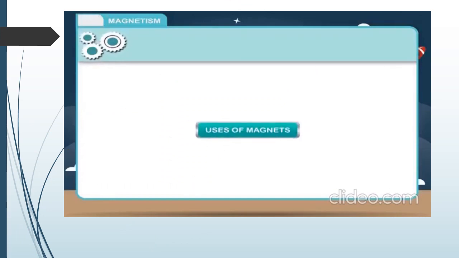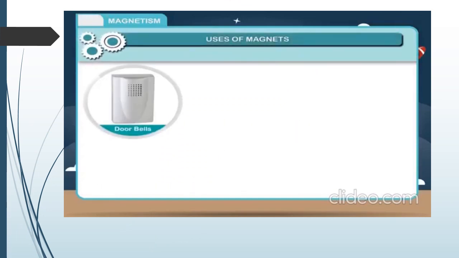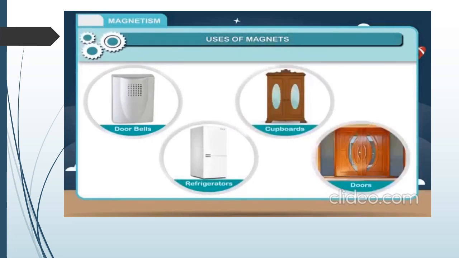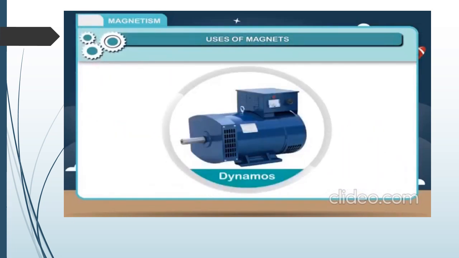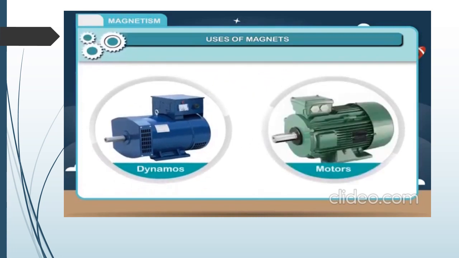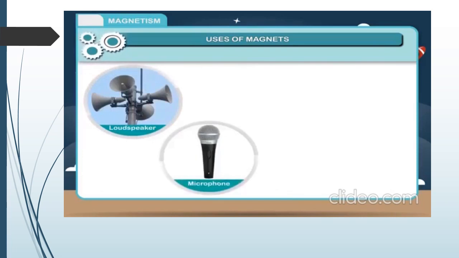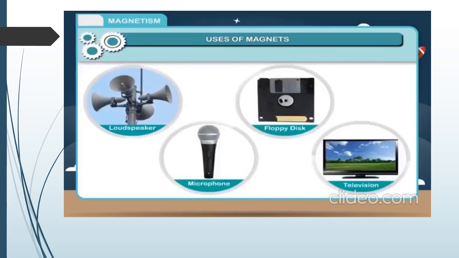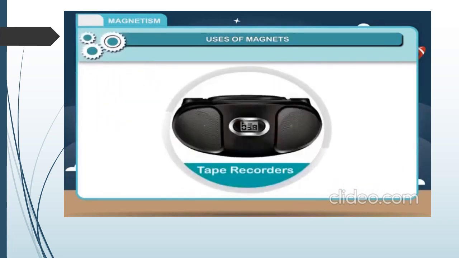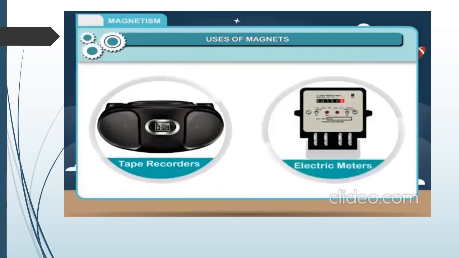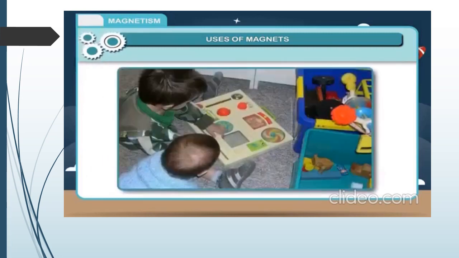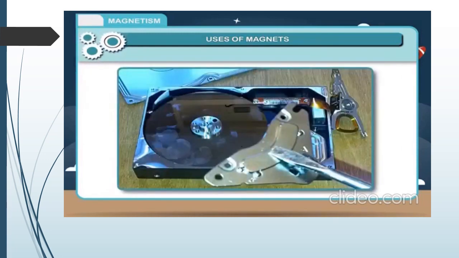Uses of magnets. 1. Magnets are used in doorbells, refrigerators, cupboards, doors, etc. 2. Magnets are used in dynamos, motors, etc. 3. Magnets are used in loudspeakers, microphones, floppy disks, televisions, etc. 4. Magnets are used in tape recorders and electric meters. 5. Magnets are used in several toys. 6. Ceramic magnets are used in large computers.